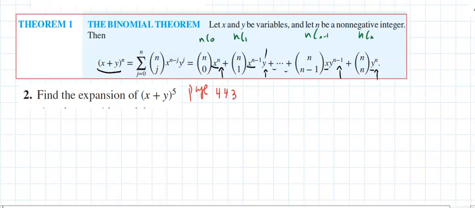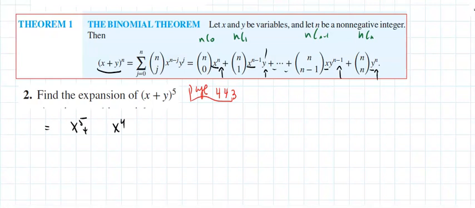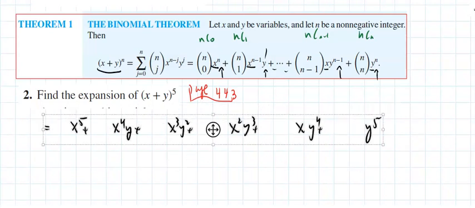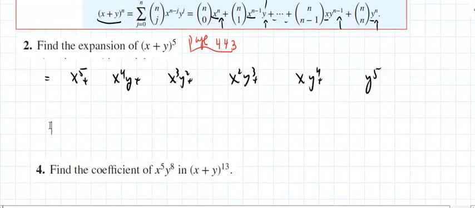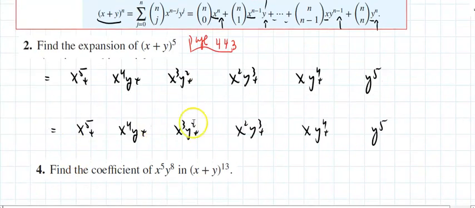So one way of doing this is for me to say, you know what, this is going to be x to the fifth, x to the fourth y, x cubed y squared, x squared y cubed, x y to the fourth, y to the fifth. Now, the coefficients, I'm going to do this two ways, so let me copy this. Of course, the binomial theorem has a massive advantage if you just want to know one term.